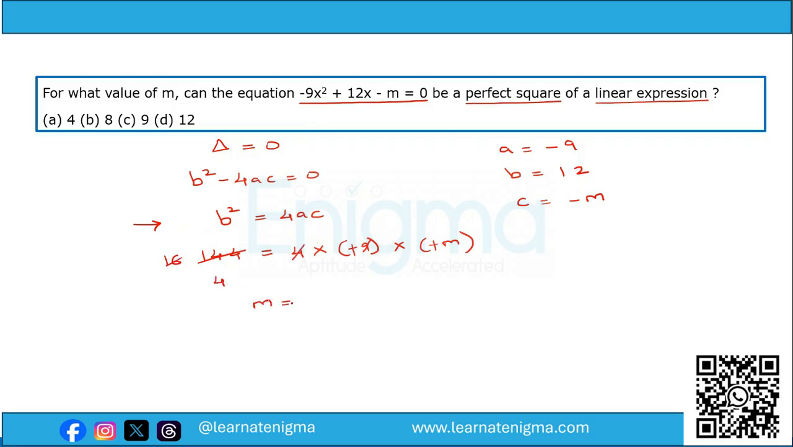And that's how we get the value of m as 4. So we can say option A is the answer.